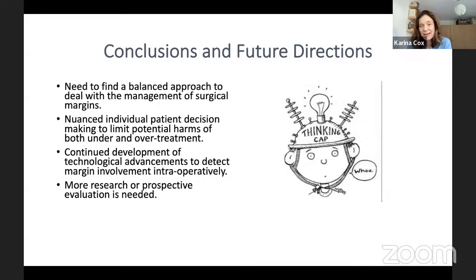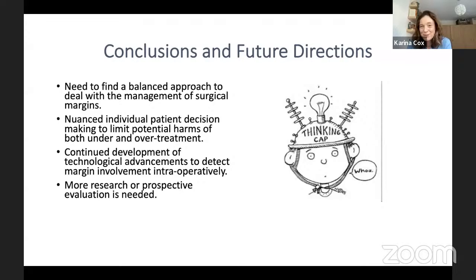So I think we need to find a balanced approach. It is an emotive subject. We know that lots and lots of re-excisions cause harm, potentially, with elderly women going back for a 0.3 millimetre margin, subjecting people to more surgery. But on the other hand, we also need a pragmatic approach where people with slightly adverse tumour characteristics perhaps do need a slightly bigger margin. I think it's going to be a nuanced approach.